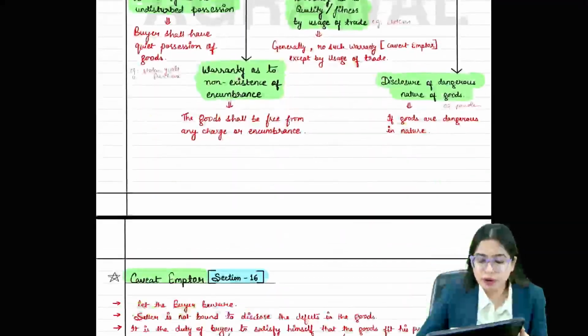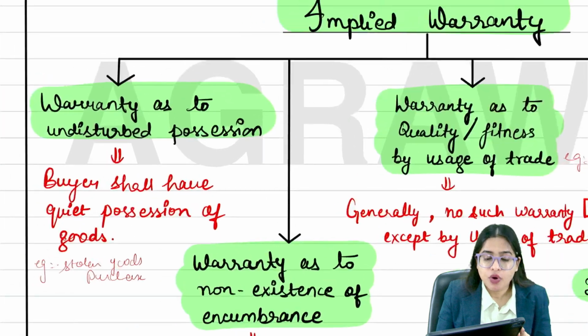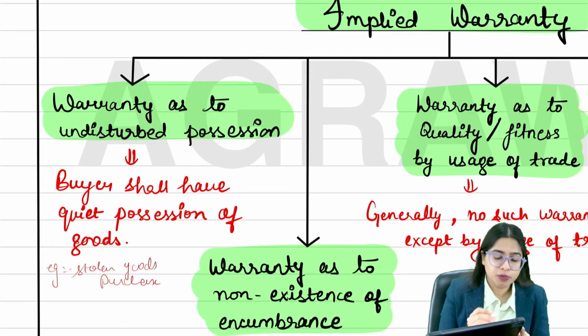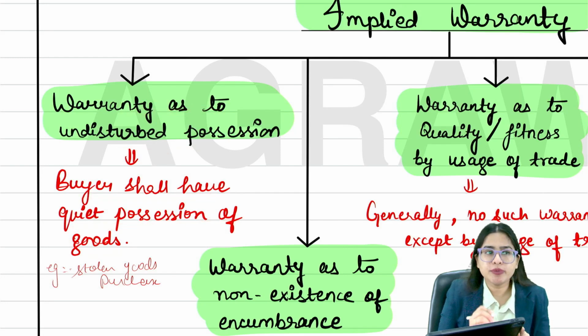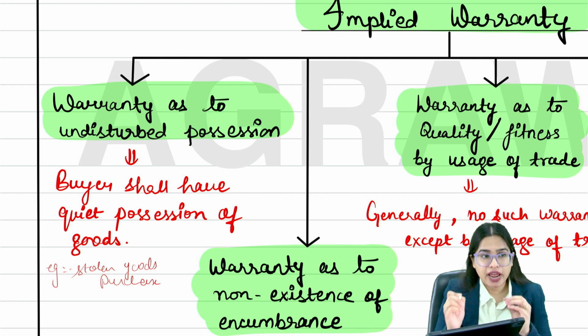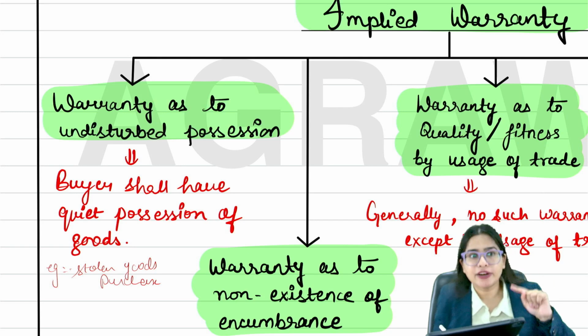If you come here now, implied warranty. See, warranty as to undisturbed possession. The first one you will see is that the buyer shall have quiet possession of the goods. Quiet possession means the buyer will have the right to enjoy the goods. No one can take those goods from the buyer. This is an implied warranty also.